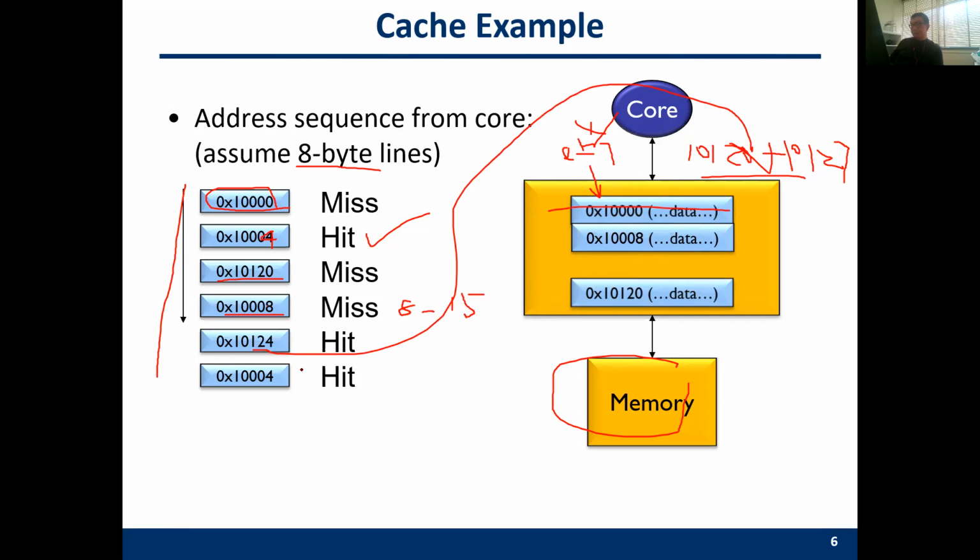So in this way, we have 3 requests hit in the cache. We also have 3 misses. And the hit ratio is 50%. Miss ratio is 50%.